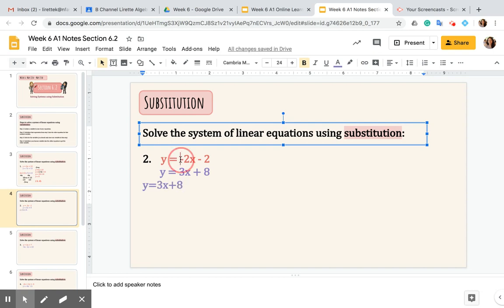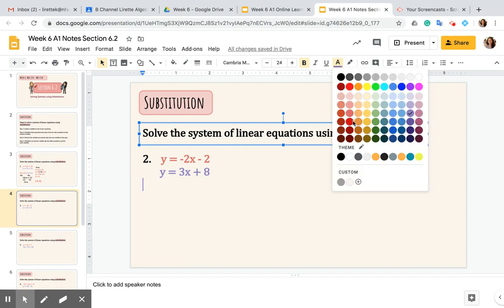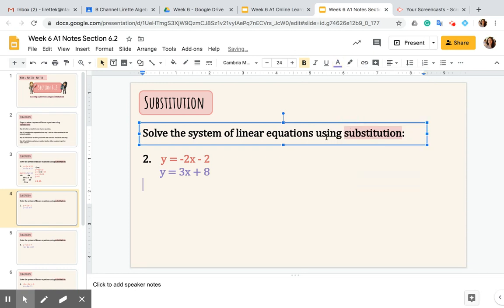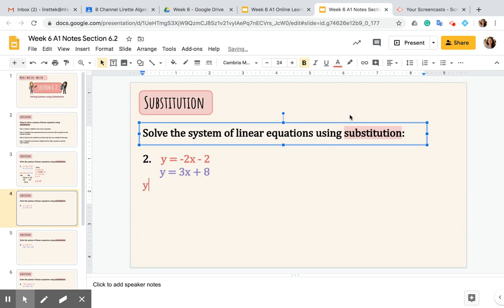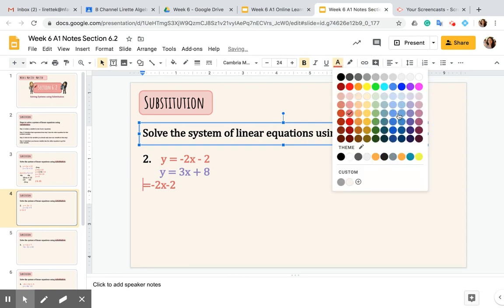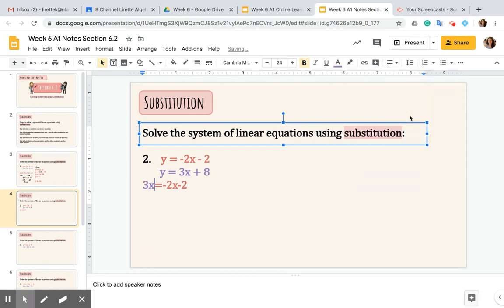And you don't have to always substitute the first into the second. Like I could substitute this into the top. In fact, let's do it like that. Let's do y equals -2x minus 2. I'm trying to color code things for you guys so it's a little more clear. And instead of y, I'm going to substitute what y is equal to in the second equation. So it doesn't matter which way you do it, so long as the process is correct. All I did is I took what y was equal to and I replaced y with that.